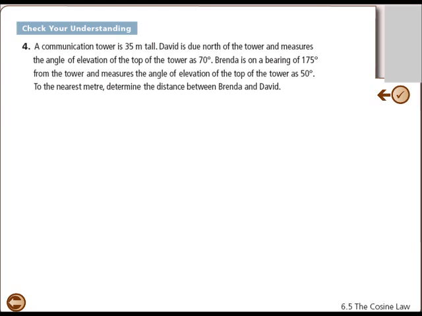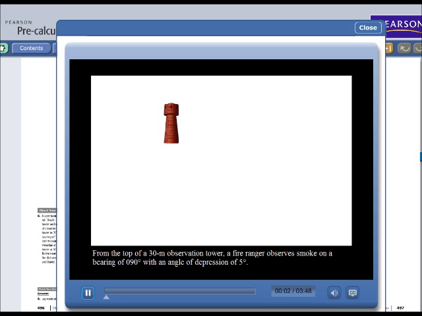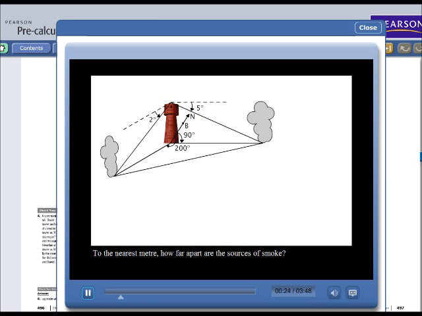For our question, we're going to actually look first of all at the question that's in your book. We're going to let Buddy explain it for you. Here we go. From the top of a 30-meter observation tower, a fire ranger observes smoke on a bearing of 90 degrees with an angle of depression of 5 degrees. The ranger spots more smoke on a bearing of 200 degrees with an angle of depression of 2 degrees. To the nearest meter, how far apart are the sources of smoke?